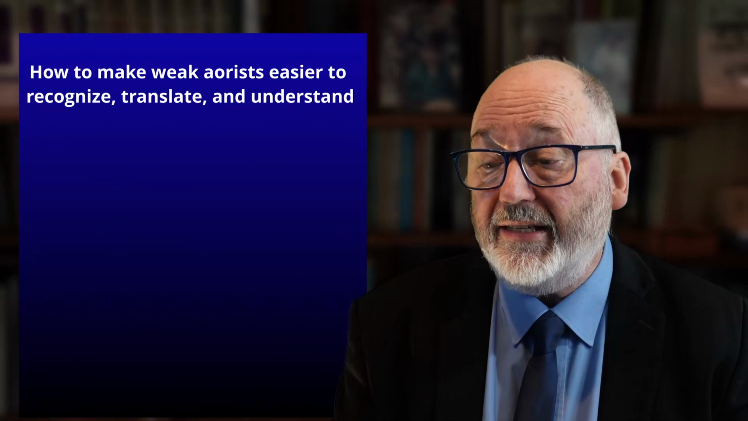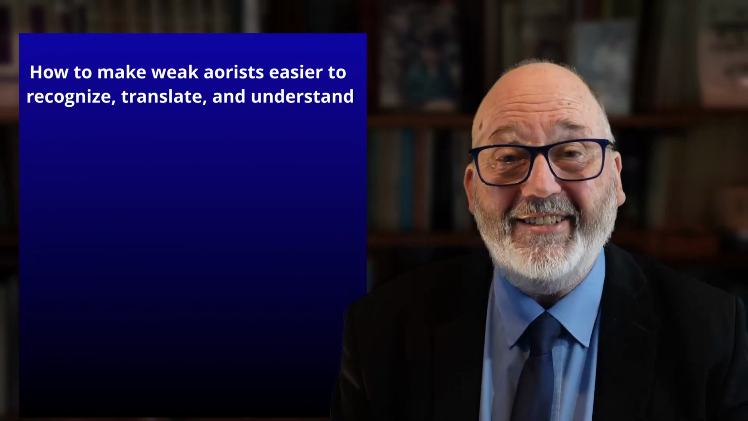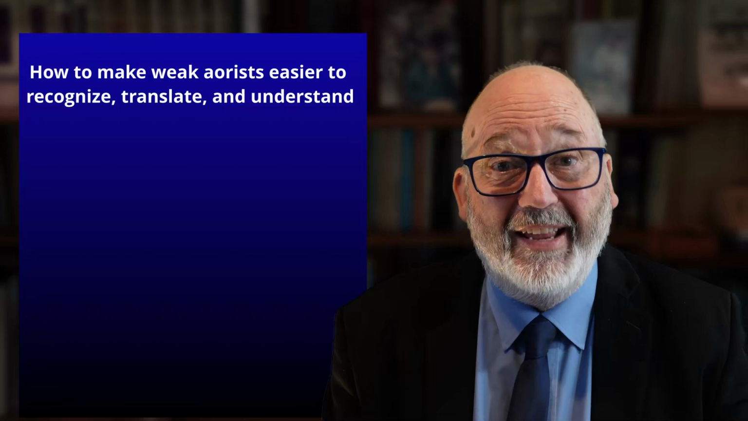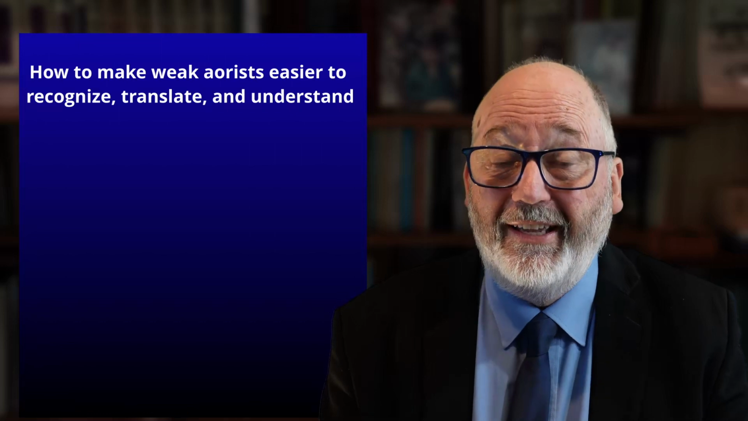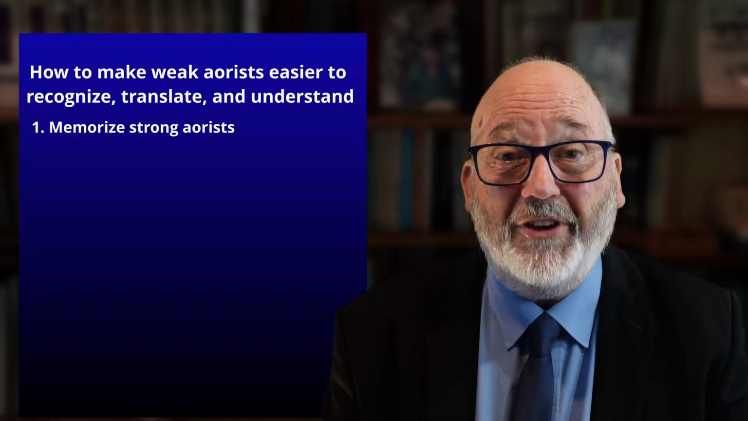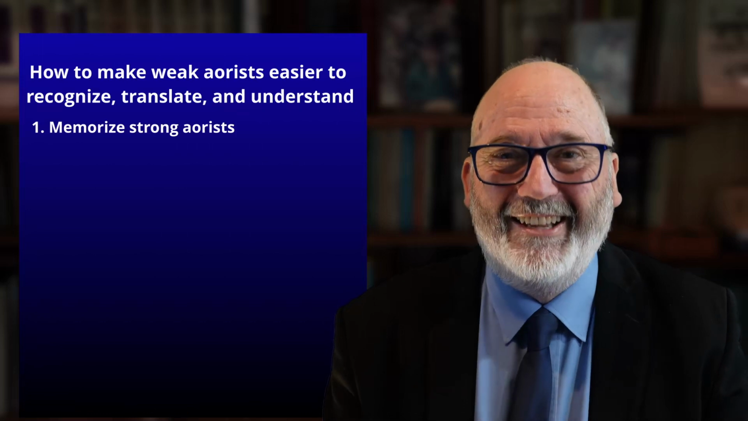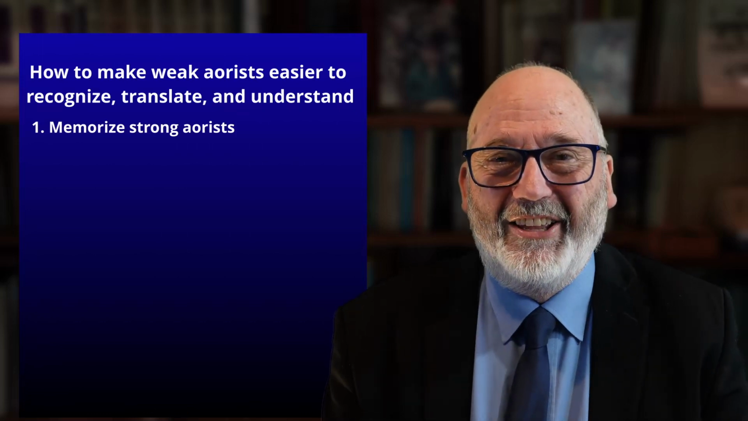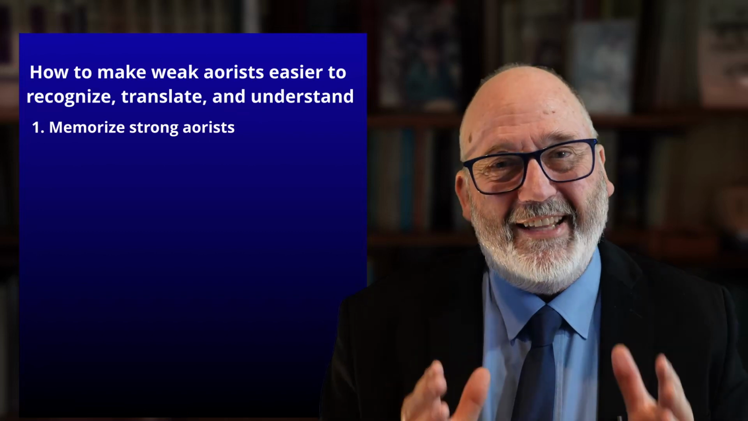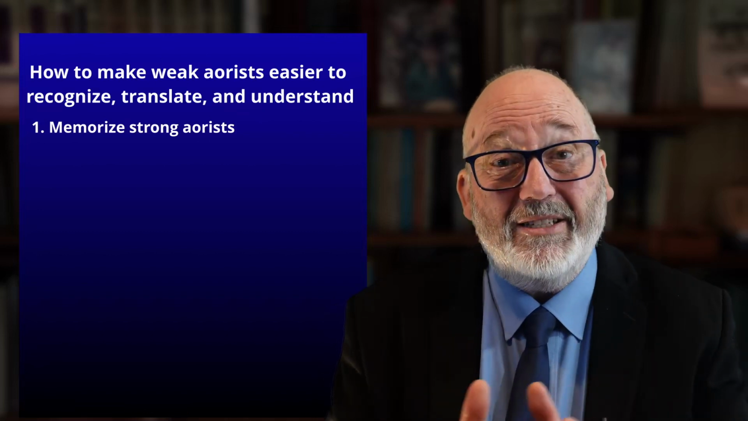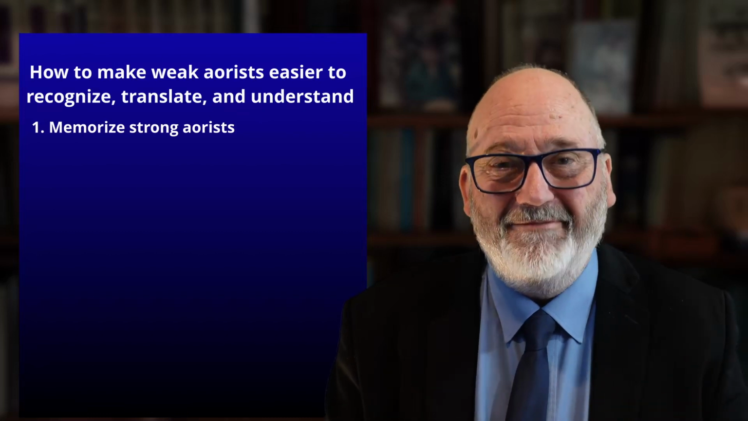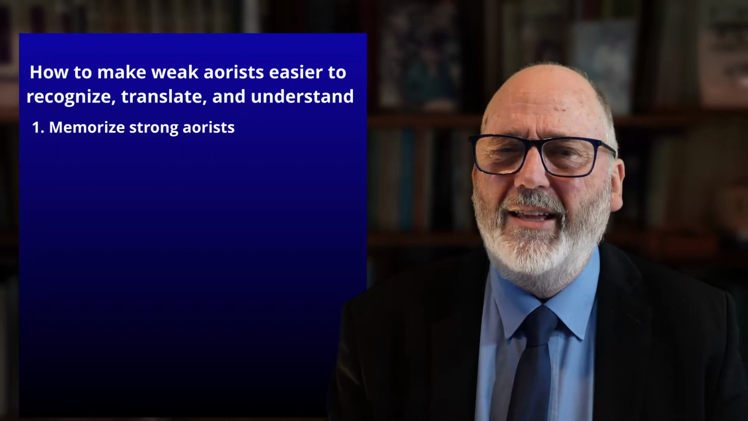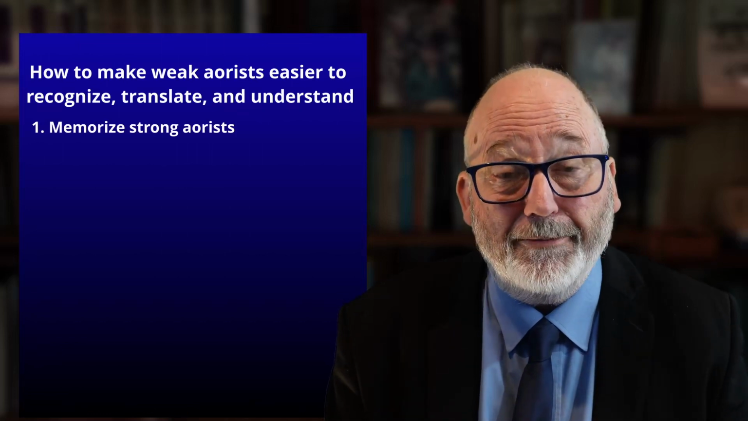Well, this brings me to my tips on how to make the weak aorist easier to recognize, translate, and understand. Now, we're talking about the weak aorist, so you'll be very surprised to see my first tip is to learn the strong aorist vocabulary very, very well. But it's essential. You're looking at a verb, it's in the aorist tense. If it's got a stem that's different to its present indicative, and you recognize it, it's a strong aorist, well, yes, you're way ahead of the game. So knowing the strong aorist is very important.